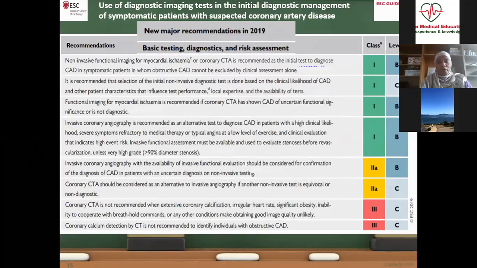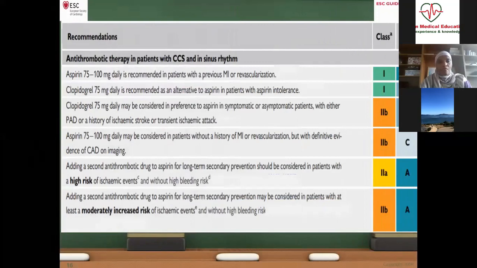Right, okay, next slide. The recommendations of the guidelines with regard to antithrombotic therapy in chronic coronary syndrome and sinus rhythm: as we know from the pre-existing guidelines, class one is aspirin and clopidogrel. Clopidogrel is recommended as class one, and class 2B in certain patients, those symptomatic or asymptomatic with either peripheral vascular disease or a history of ischemic stroke or transient ischemic attack.